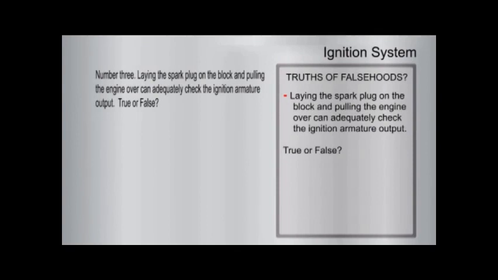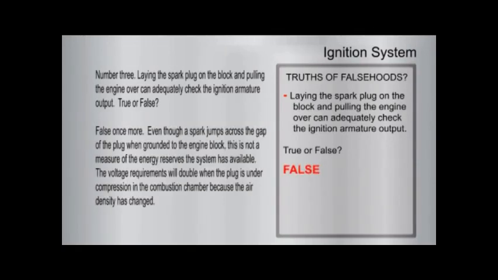Number 3. Laying the spark plug on the block and pulling the engine over can adequately check the ignition armature output. True or false? False once more. Even though a spark jumps across the gap of the plug when grounded to the engine block, this is not a measure of the energy reserves the system has available. The voltage requirements will double when the plug is under compression in the combustion chamber, because the air density has changed.